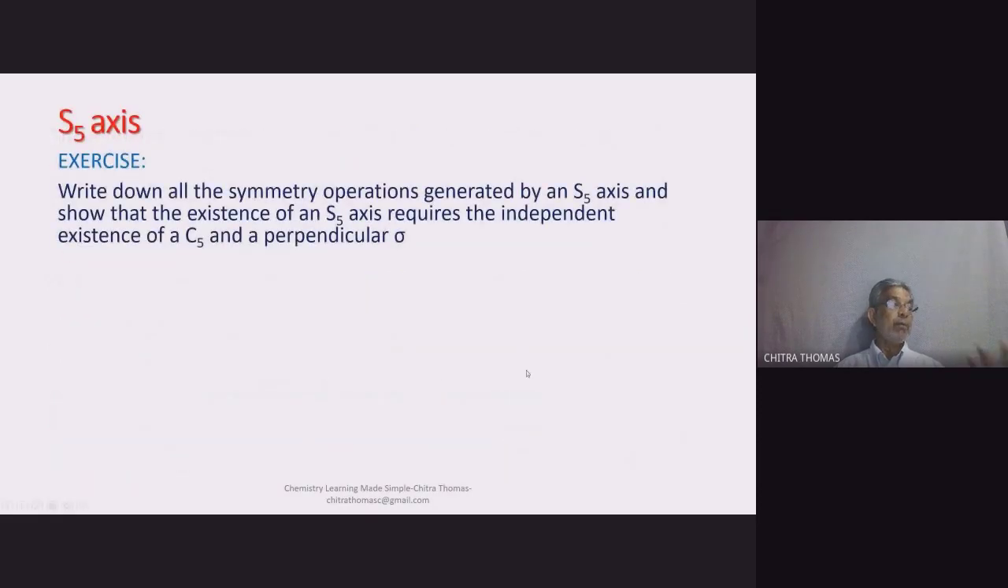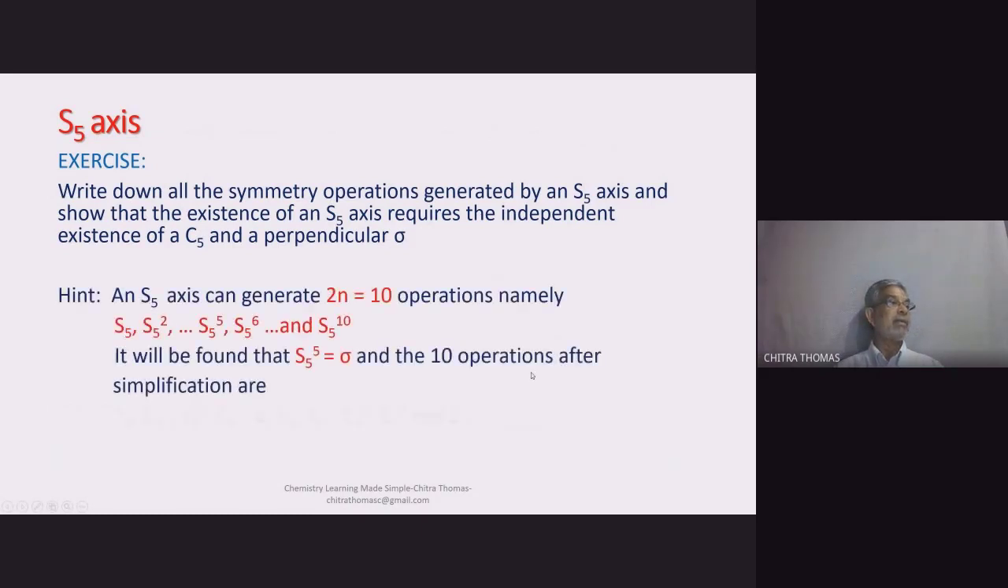Yes, fine. You write down all the 10 operations generated. You can note down this if you want. The final result: S5, C5², S5³, C5⁴, sigma, C5, S5⁷, C5³, S5⁹ and identity. If you are able to arrive at these results, that simply means that you have got a good hold of the symmetry operations.